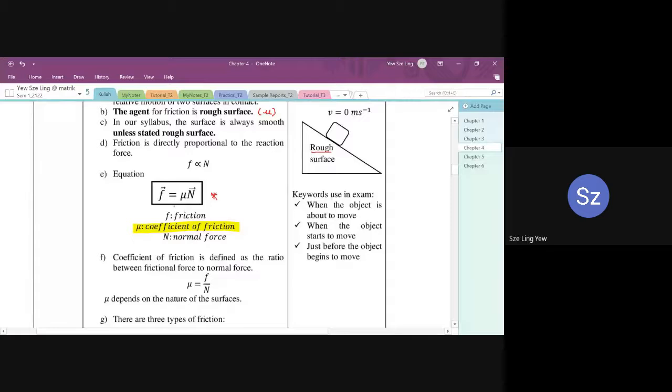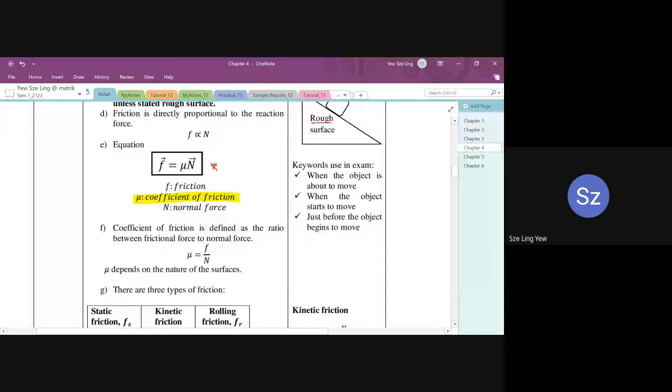Usually questions won't give you the value of friction straight away. They will give you the coefficient of friction. You yourself need to identify N from the question first in order to calculate friction. You will have quite a lot of questions on this in your tutorial class, so I will leave it to your tutorial lecturers to explain it.